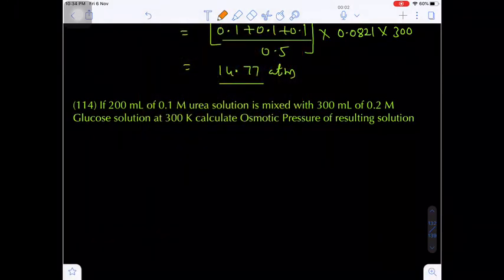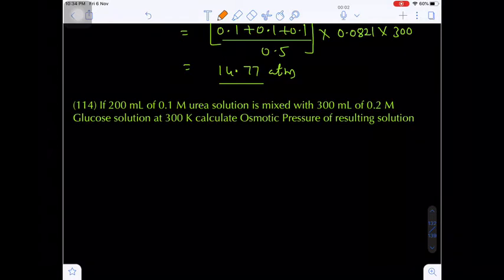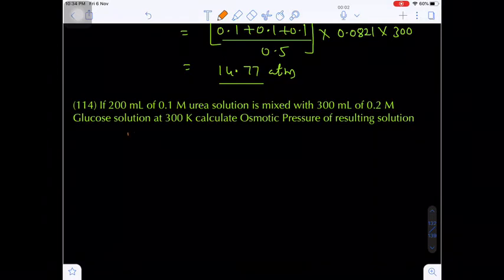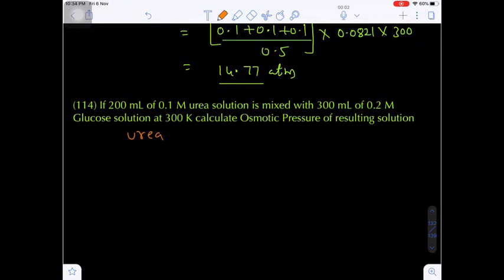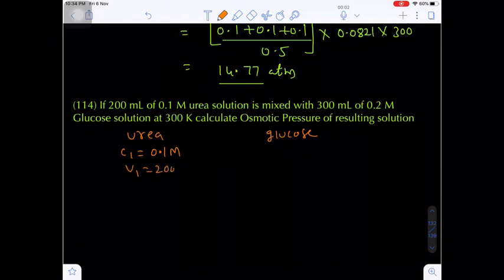Now question number 114. If 200 ml of a 0.1 molar urea solution is mixed with 300 ml of a 0.2 molar glucose solution at 300 Kelvin, then calculate the osmotic pressure of the resulting solution. Here there are 2 solutions given. First solution is urea, second solution is glucose. What is the concentration of the urea given? 0.1 molar. And what is the volume of the solution given? 200 ml. And the second solution, glucose, concentration 0.2 molar and volume 300 ml.